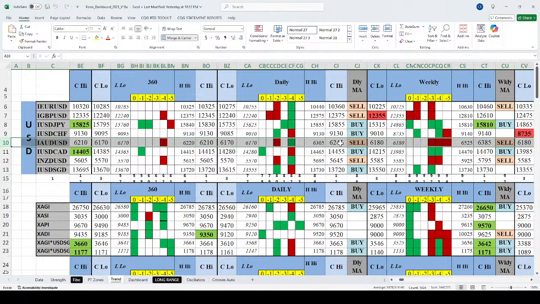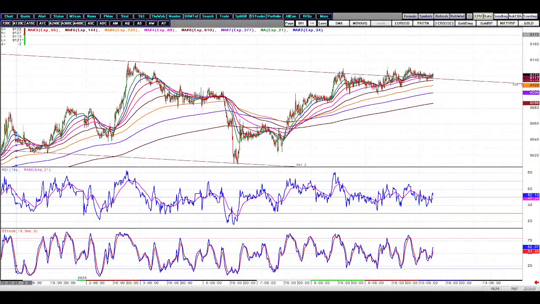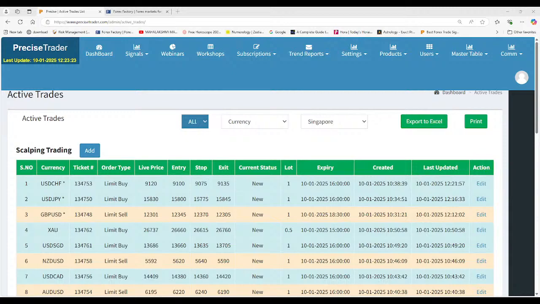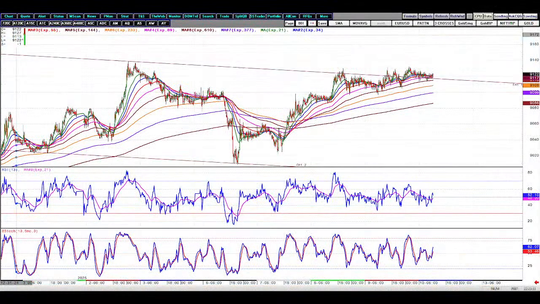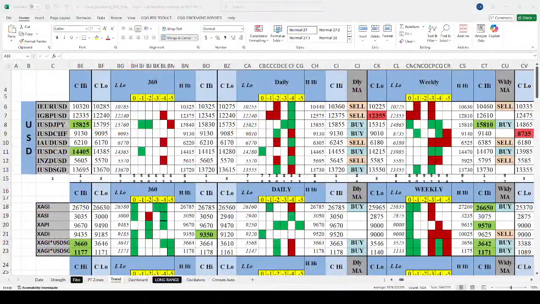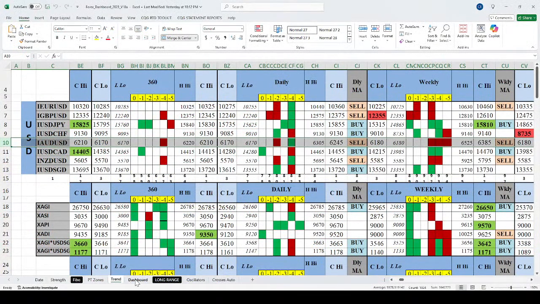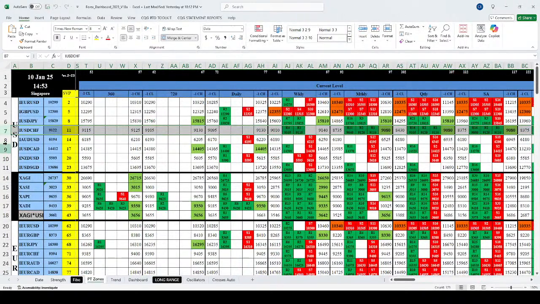The trade setup we are looking for this currency is sell and hold or cautious sell. Cautious sell meaning we do a range trade. Sell and hold meaning we expect the low to break. Sorry, I'm changing the wrong screen. So let's move on to PT zones. PT zones is flat, daily is sell, weekly is sell, so we only have one selling force. Compared to the others, this is a bit stronger.